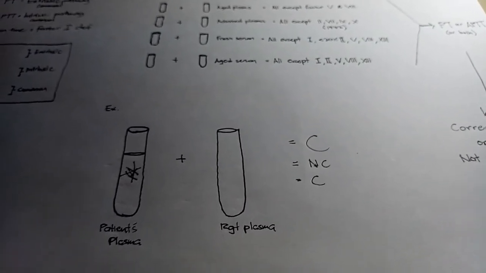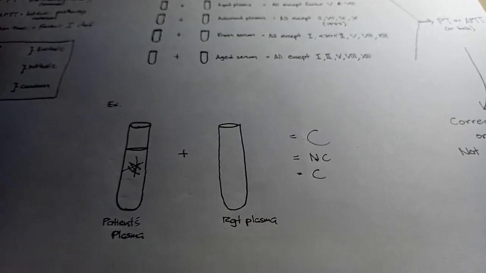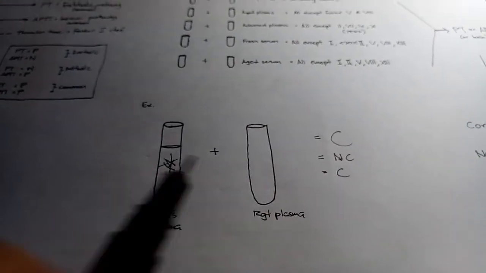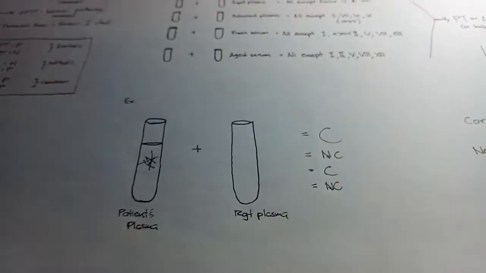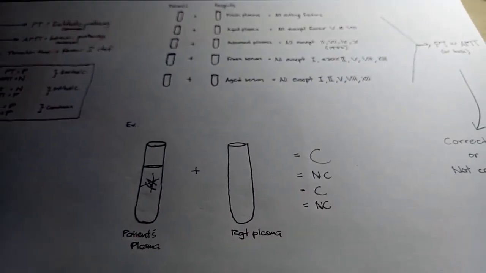Reagent will be fresh serum and age serum. Both fresh serum and age serum, wala silang factor 5. So pag minix mo ang patient's plasma with a fresh serum, ang mangyari doon, not corrected. Kasi, fresh serum na siya eh. Wala siyang factor 5. Okay?